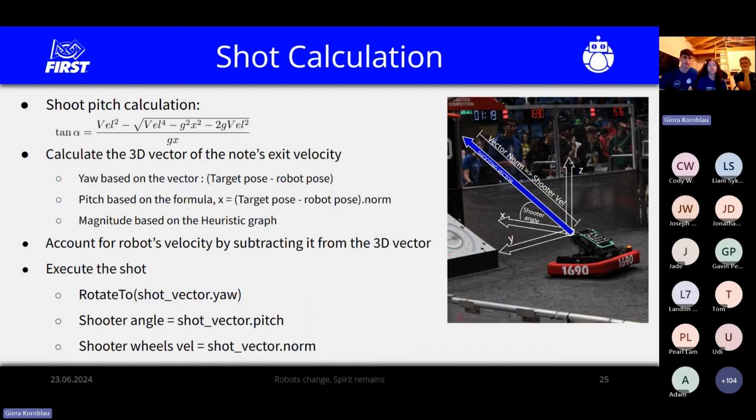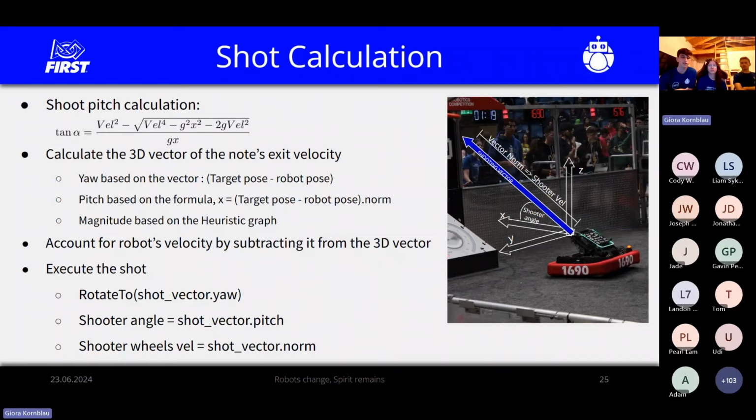We take the vector that is made out of the yaw from the angle to the target, the pitch based on the shooter's angle, and the magnitude that is the shooter's wheels, and subtract the robot's velocity from it in 2D. We set the z part of the robot's velocity to 0 in order to not affect this part. And that's how we are shooting on the move this year.